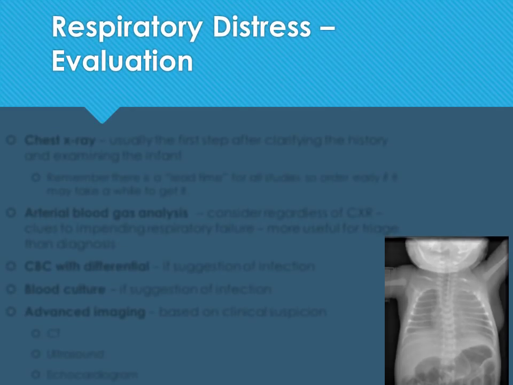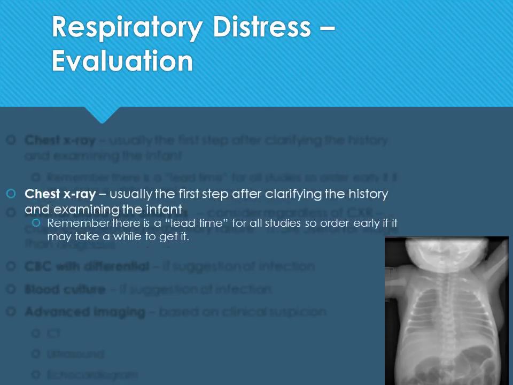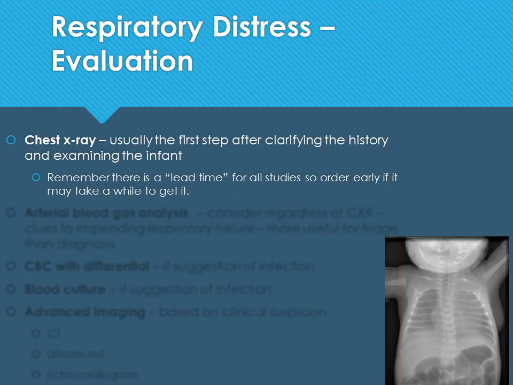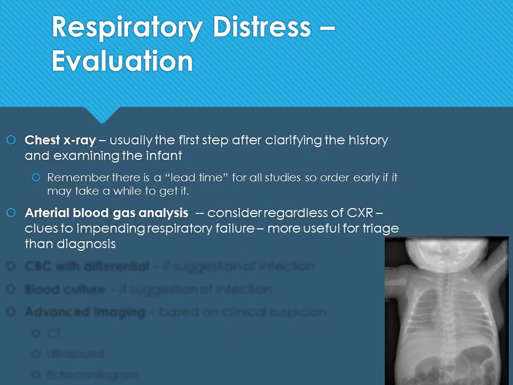Our basic evaluation for respiratory distress includes a chest x-ray. That's usually the first step after we clarify the history and do a thorough physical exam on them. Remember, there's a lead time for all studies, so we want to order it early if it may take a while to get it. Right? So if it might take a while for the infant to actually get to the imaging suite or for the imaging people to be able to transport a portable x-ray to where we are.